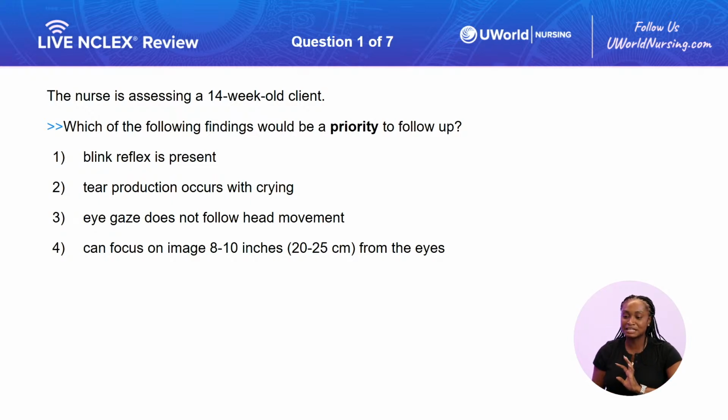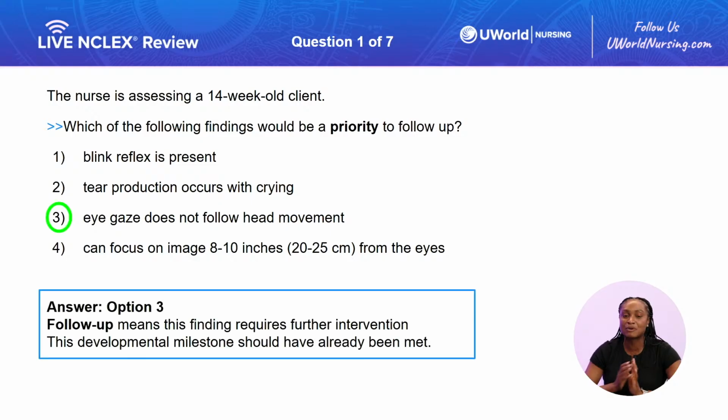Good job, guys. This one seems pretty easy and pretty unanimous across the board. It is option 3, that eye gaze does not follow head movement. So priority, meaning that we're looking for an abnormal finding. It's a negative worded question. So that abnormal finding is that eye gaze does not follow head movement with a 14-week-old client. So this is about 3.5 months. If their eyes are looking this way, but their head is like this way, and the child does not track, this would have us think that they are having some neurological problems.